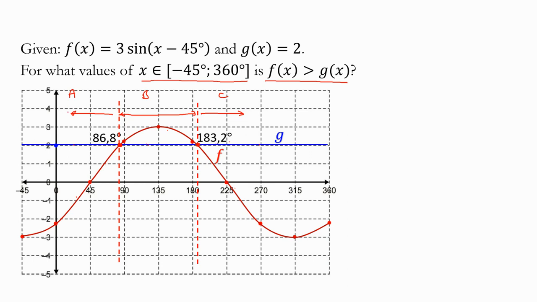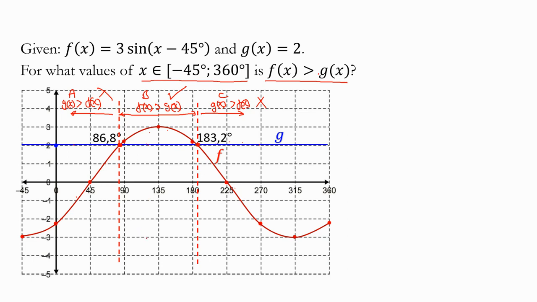So region A, we can see that g of x here is above f of x. Okay, so because we want where f of x is above g of x, and then between these 2 points, okay, that's where f of x is greater than g of x. You can see from the graphs there, f of x is above g of x. And then region C, we can see that the blue graph is above the red graph. So again, g of x is greater than f of x. Again, we don't want this. The region we want is this one.